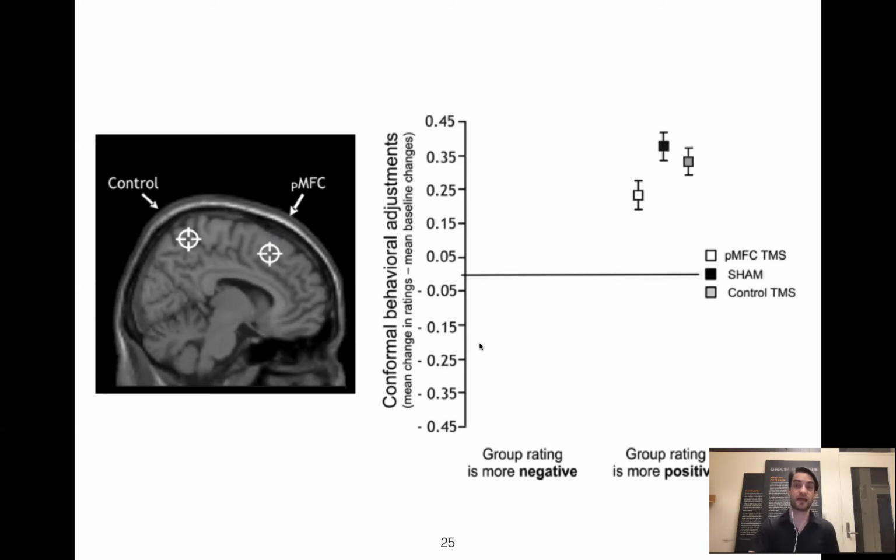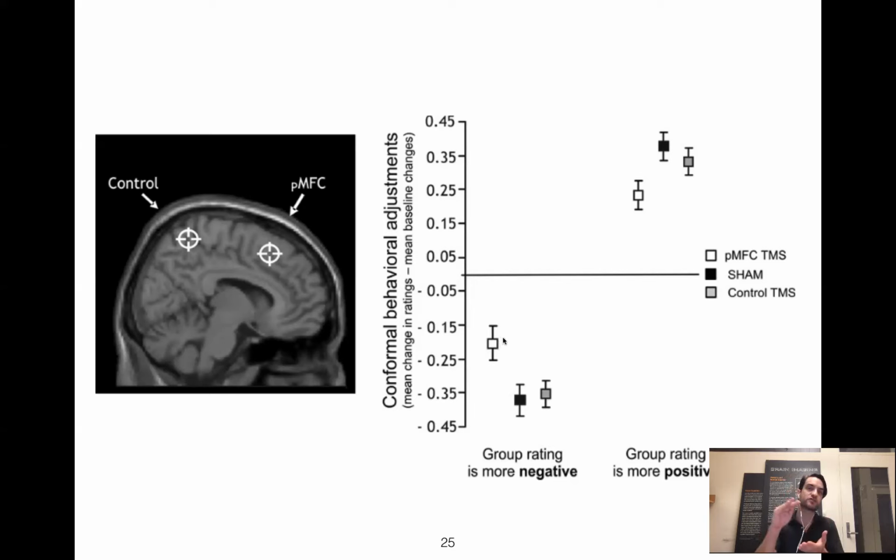What are we expecting is going to happen over here when the group rating is more negative? A pretty similar effect, in the sense that when you don't TMS them or you TMS a control region, you see a big change from baseline. They're like, oh yeah, you know what, you're right, that person isn't that attractive, now that I've had some time to think about it. But again, when you TMS the rostral cingulate region, you're not as biased by the group as you were when that part of the brain is working and firing on all cylinders.